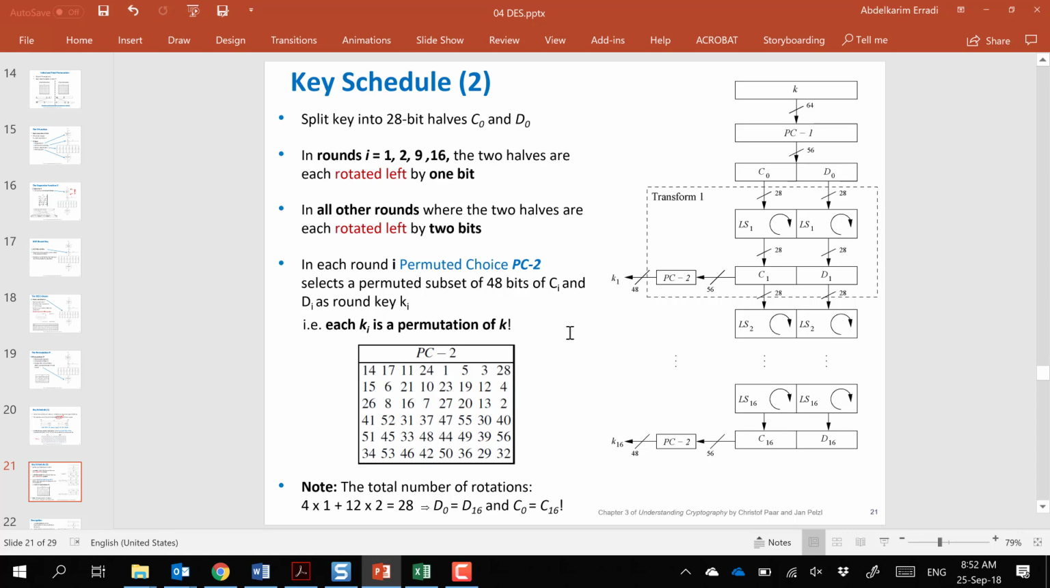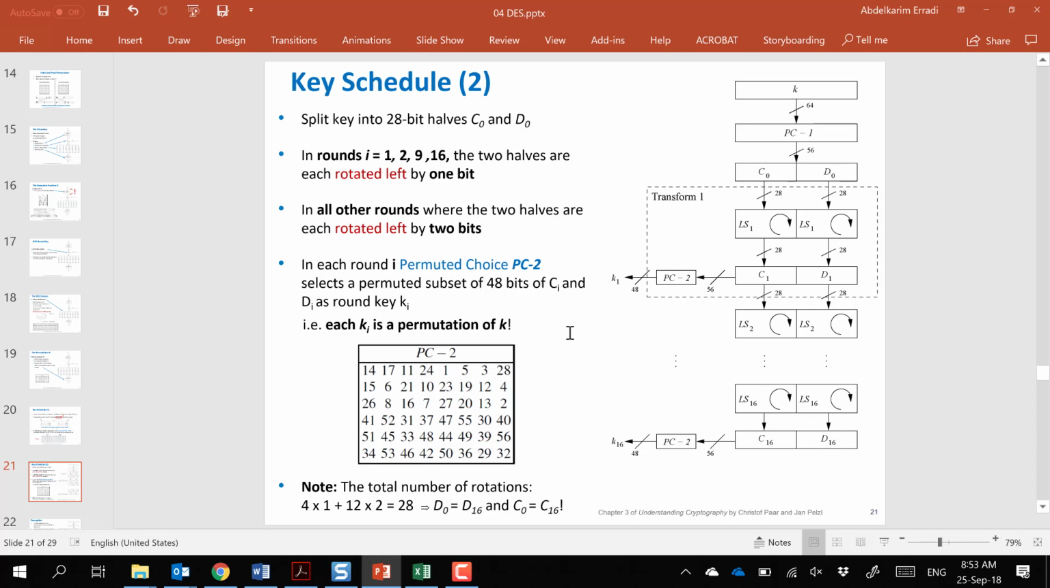For each round, how do we generate the next key? By shifting the bits. The left side, either by 1 or 2 bits. Shifting the right side, either by 1 or 2 bits, depending on the round count. And then once I get the 56 bits, I produce out of them 48. How do I produce the 48? Using PC2. And I keep repeating this, how many times? 16 times. By the way, if you look carefully, 4 rounds will shift by 1, and 12 rounds will shift by 2.